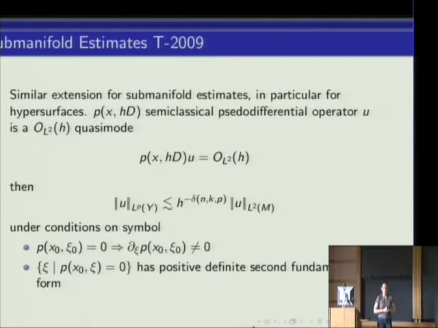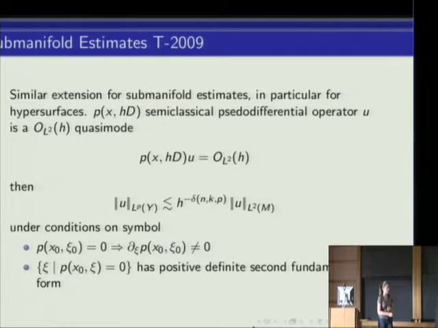So what about submanifolds? That's what I've been working on. What can you say about extending Burq-Gérard-Tzvetkov's submanifold result into this framework? What you get is you start with P(x, hD), the same semiclassical pseudodifferential operator. You have your same order h quasimode, and you end up with the same kind of growth. So this delta(n,k,p) is the same one as Burq-Gérard-Tzvetkov obtained.